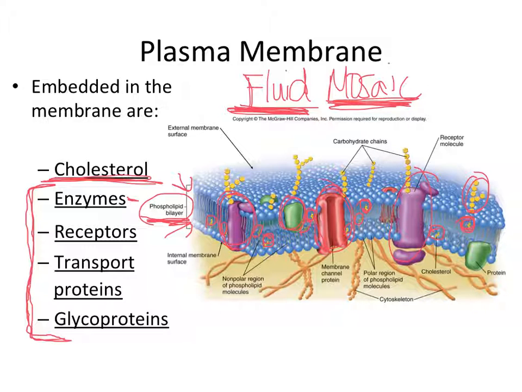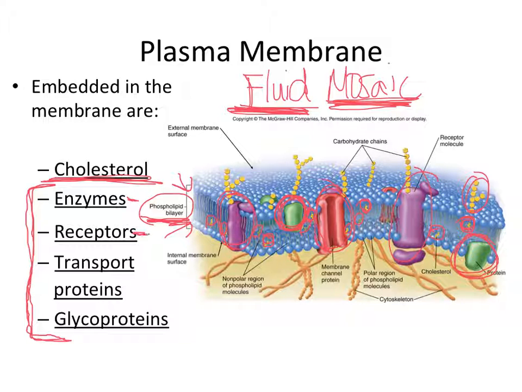Enzymes you learned about in Chapter 2. Enzymes are proteins that function as catalysts. They're going to start chemical reactions, they're going to speed up chemical reactions, and enzymes can be found on the inside of the plasma membrane, like this one right here. They can also be found on the outside of the plasma membrane, like this one right here. And they can also spread through the plasma membrane as well. So enzymes can be found throughout the plasma membrane. No matter where they're found, if they're on the inside or outside, they're always going to function in chemical reactions.